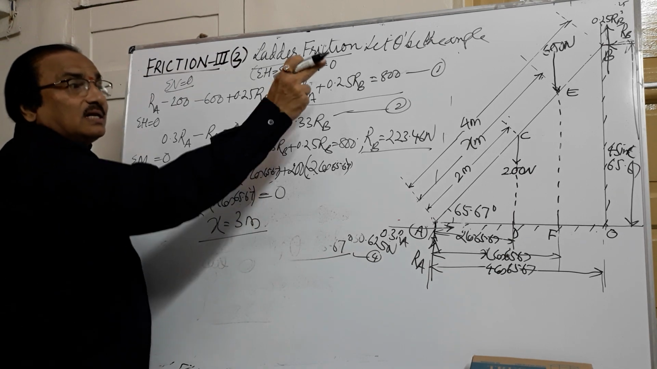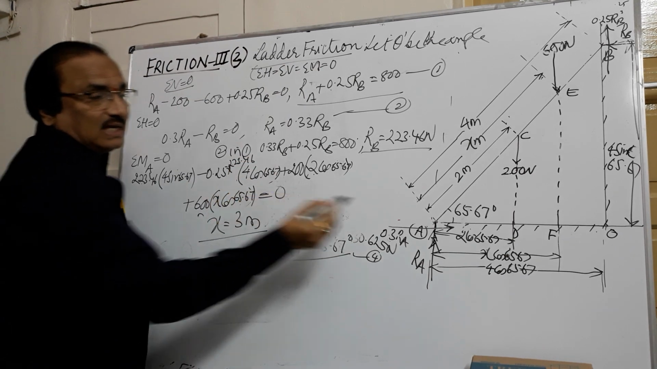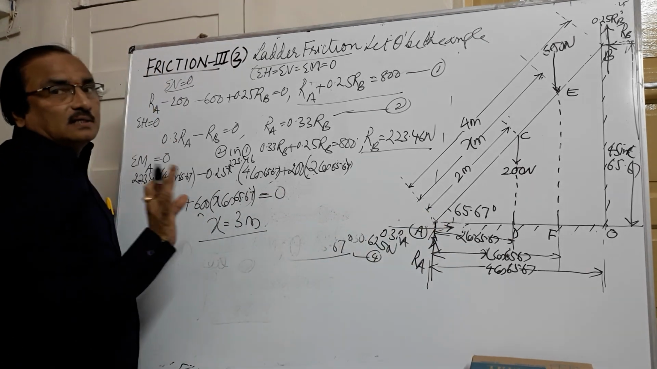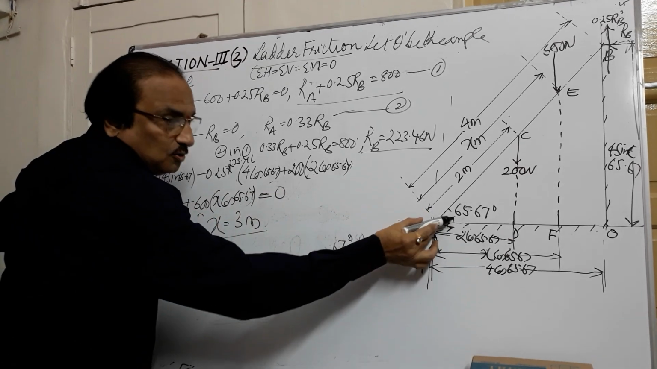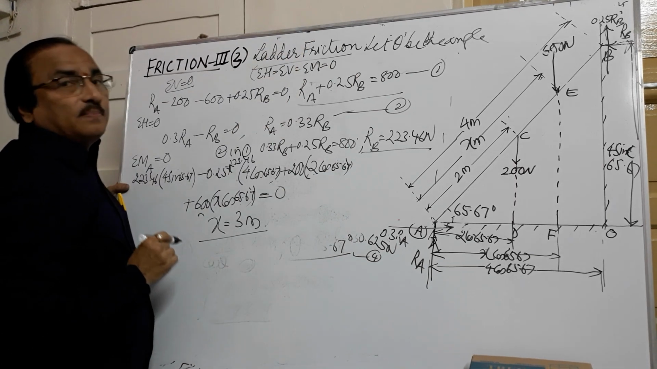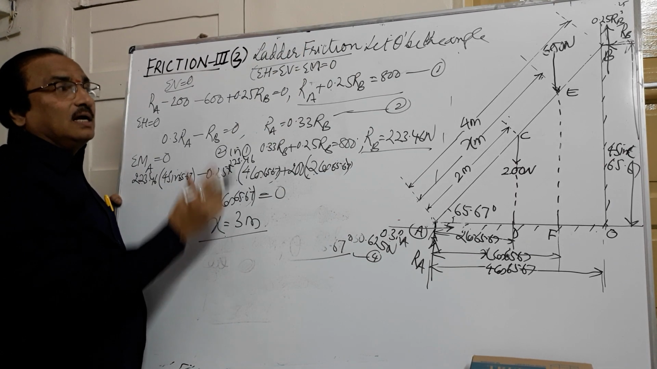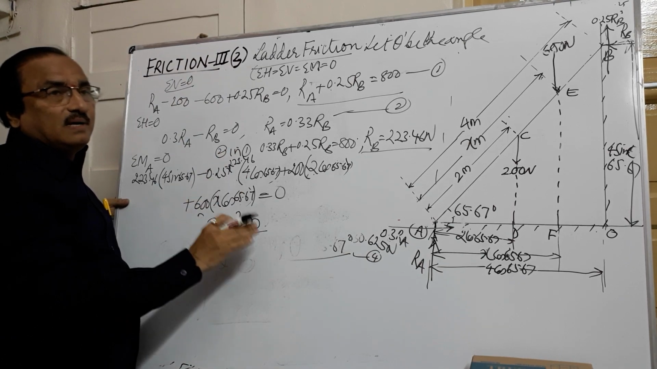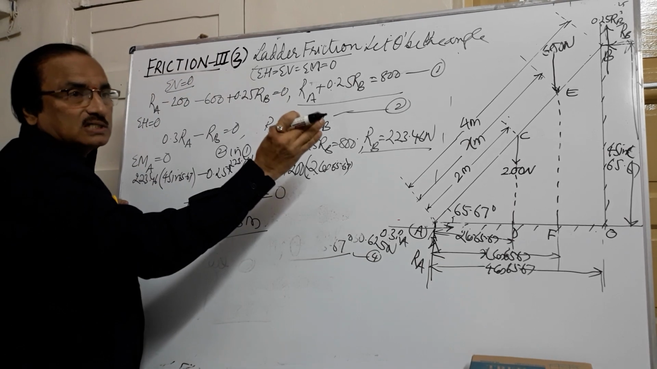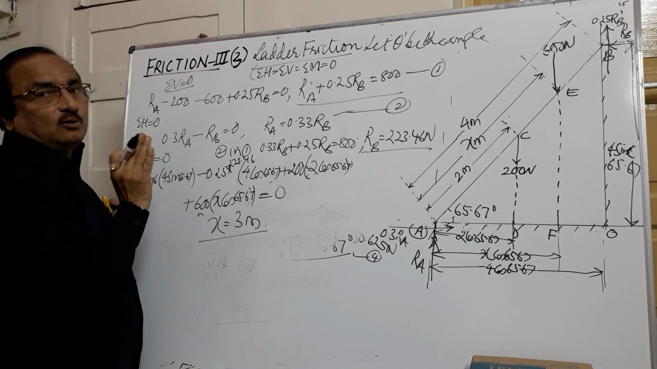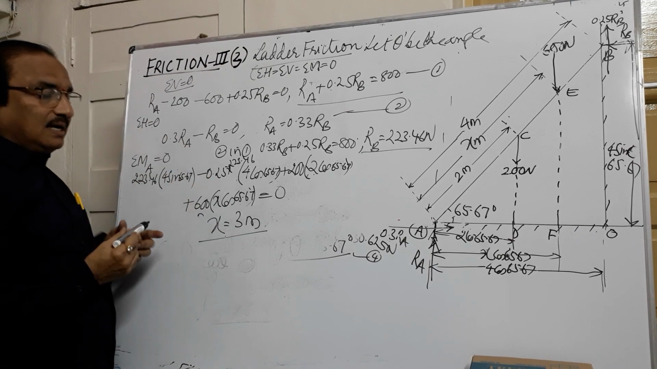We have seen that for 3 meters with this angle, the ladder is safe. Suppose I give this angle and ask you the distance the person will be climbing up, you'll get the value of x equal to 3. The procedure is the same: sigma H, sigma V, sigma M. See what is given to you and what you have to find out. So these are the ladder problems.